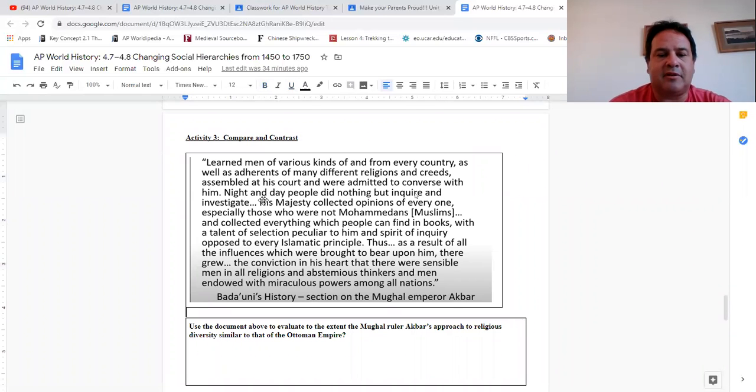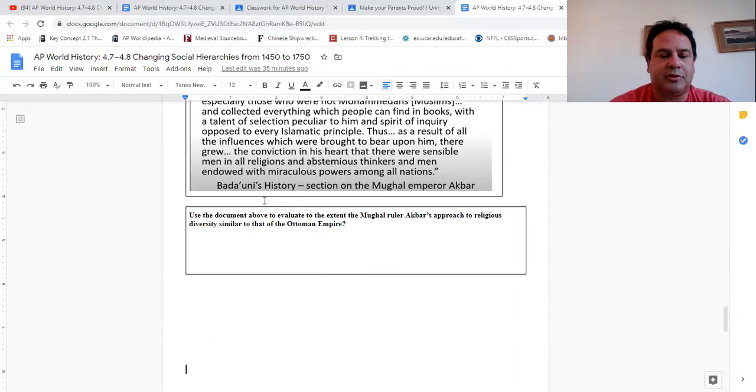Oh, I'm sorry, I skipped a little section here. Document, you have a document above here. The Mughal ruler Akbar's approach to religious diversity, how is it similar to the Ottoman Empire? So, discussing the Ottoman Empire quite a bit in the lecture, this is a document that has some information on how the Mughal emperor ruled in India. How was it similar to how the Ottomans governed or ruled?